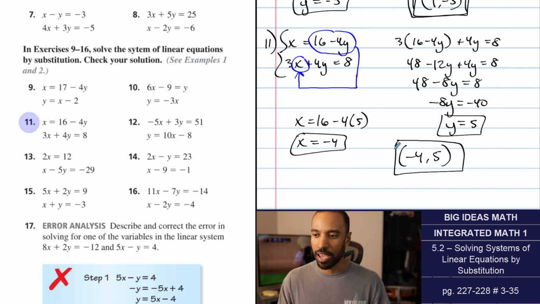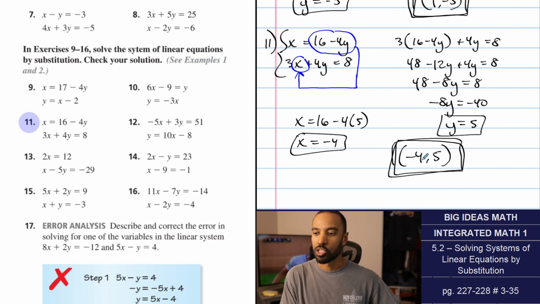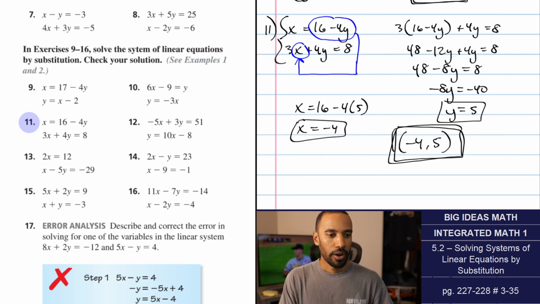I don't believe I double checked the last problem. Let's just trust that it was okay. This one, if we double check, I don't need to really double check in the top equation because that's where I did the substitution. So let's do the bottom equation. We have negative 12 plus 20 when we substitute, and negative 12 plus 20 is 8, so that works. All right, number 12.